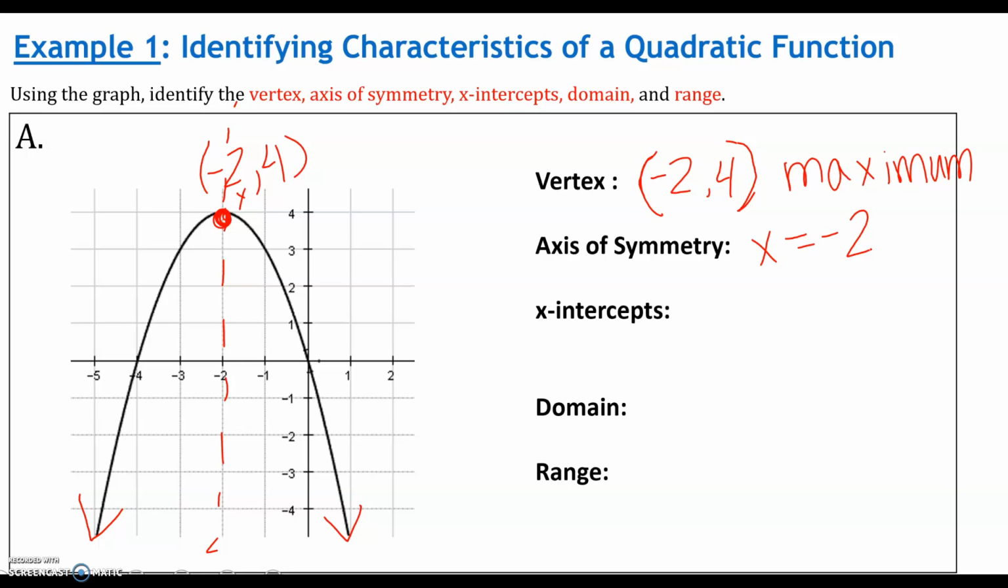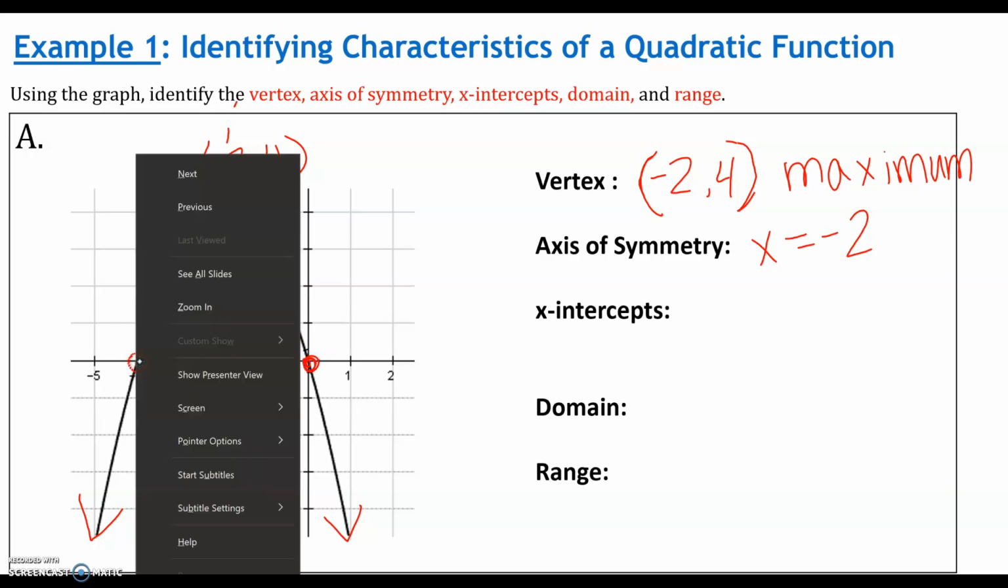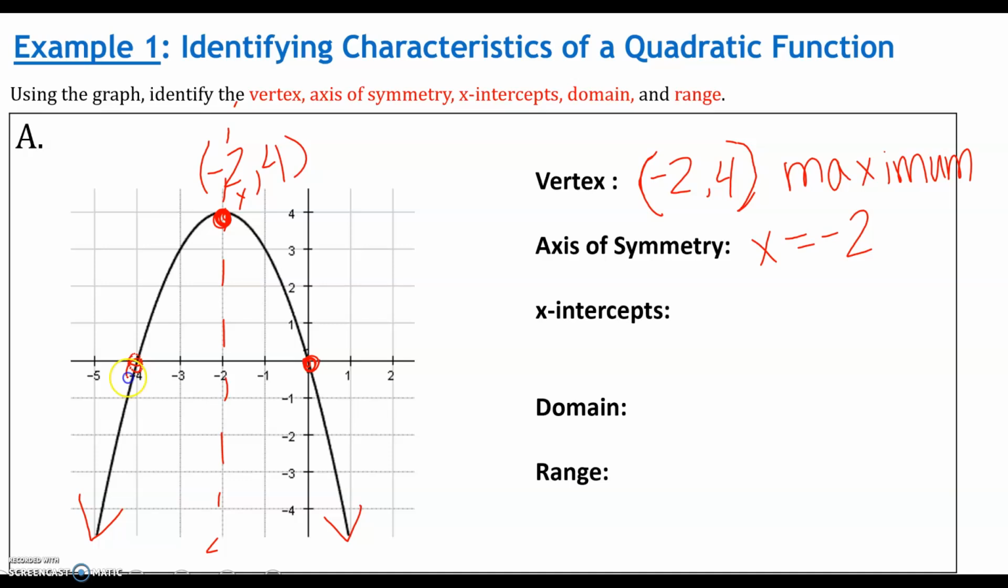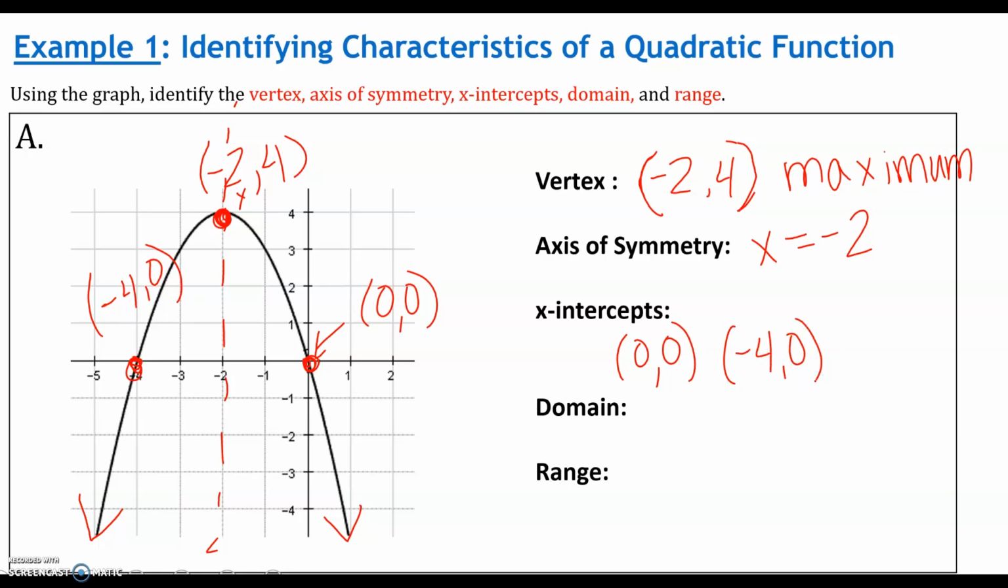Your x-intercepts, otherwise known as roots, zeros, or solutions: this one you have two of them, because right here and right here are where your parabola crosses your x-axis. So this one right here would be 0, 0. And this one over here would be -4, 0. And I'm going to try to make these be whole numbers so you won't actually have to have any decimals or fractions. Now, the domain and range.